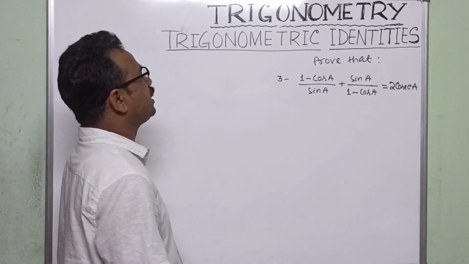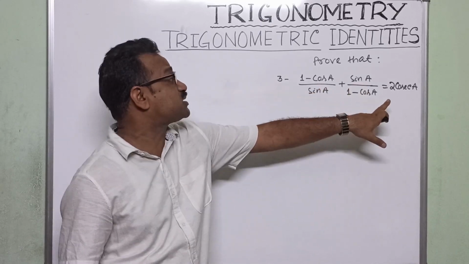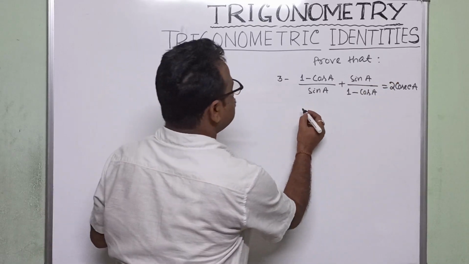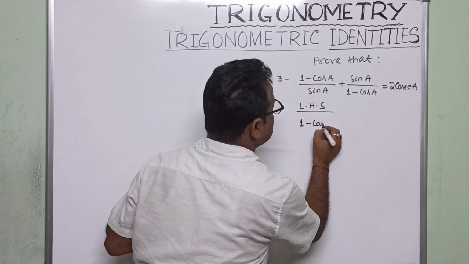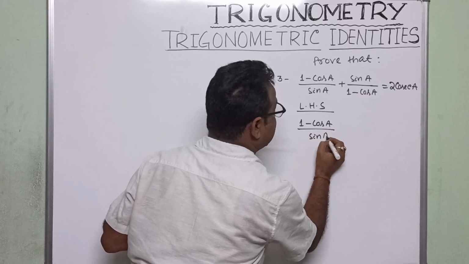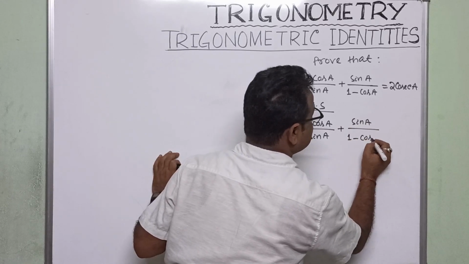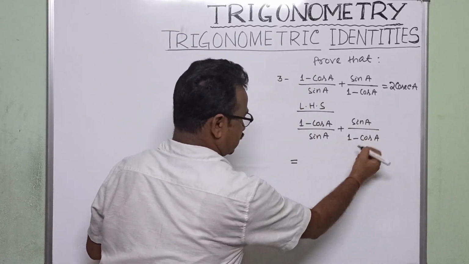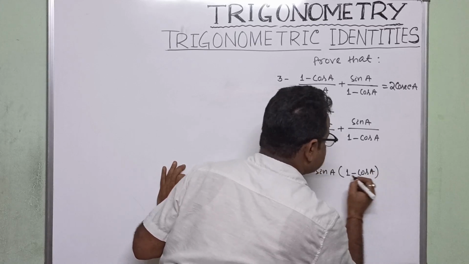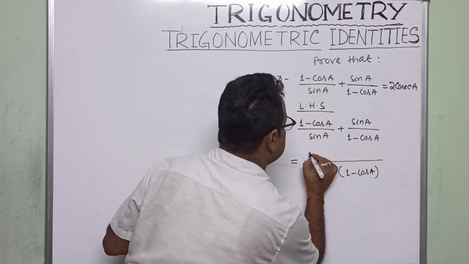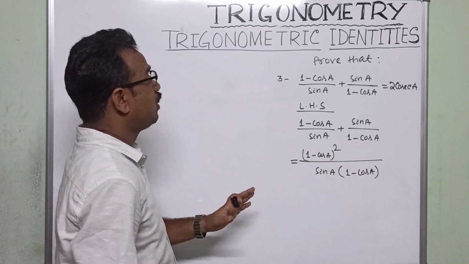So now move on to example number 3. What is given? Let us see. Prove that (1 minus cos A by sin A) plus (sin A by 1 minus cos A) is equal to 2 cosec A. So now take LHS, left hand side. 1 minus cos A by sin A plus sin A by 1 minus cos A. That is equal to, take LCM. LCM is sin A into 1 minus cos A. So here 1 minus cos A into 1 minus cos A, 1 minus cos A whole square.